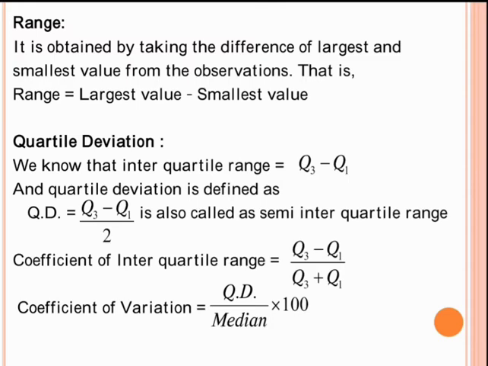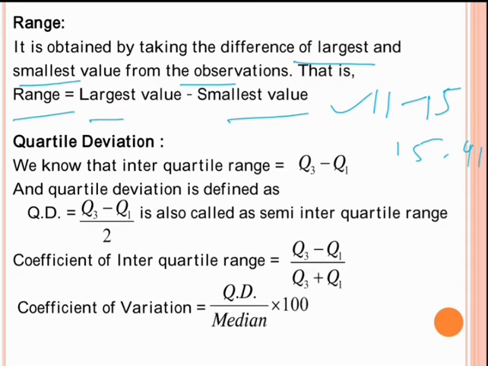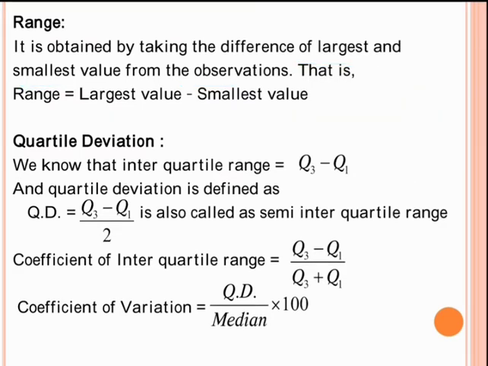Now let us see what is range. There is one more concept and based on this we will move towards quartile deviation. Now what is range? It is obtained by taking the difference of largest and the smallest value from the observations. That is range equal to largest value minus smallest value. It is very simple. See, if I am taking the range 11 to 15 as my class interval, what is the range of this? Highest minus lowest. So 15 minus 11, that is equal to 4. So 4 is my range.